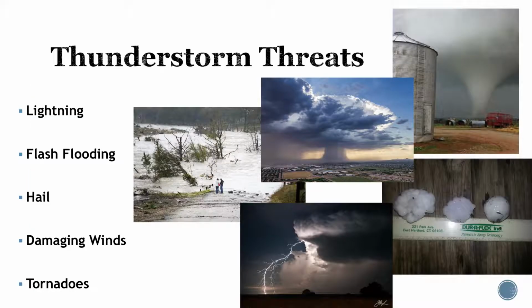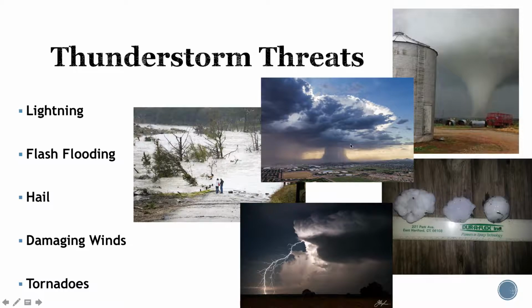So thunderstorms, both those run-of-the-mill ones that last only about an hour, and these supercells, produce lots of different threats. The main one being lightning. Flash flooding is a threat. Large hail. There's a picture here of some 1.5 to 2 inch hail that's getting up into the golf ball and near baseball size hail.